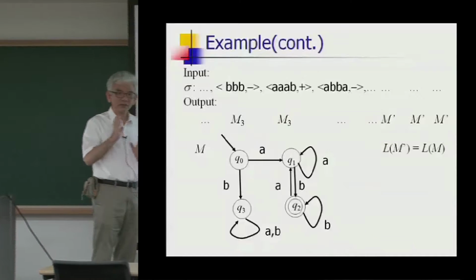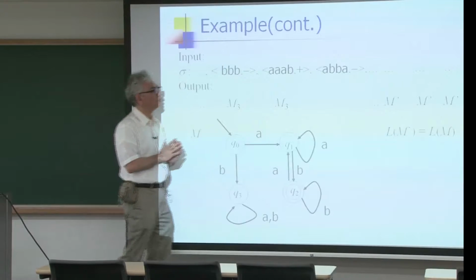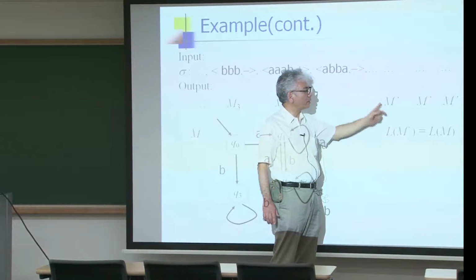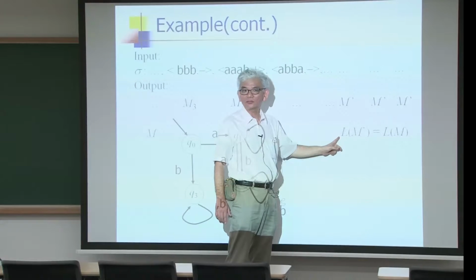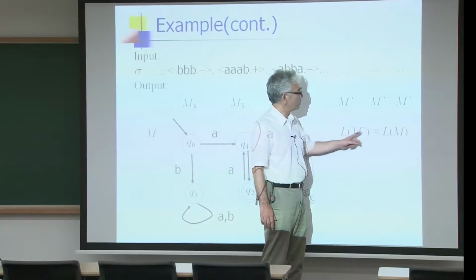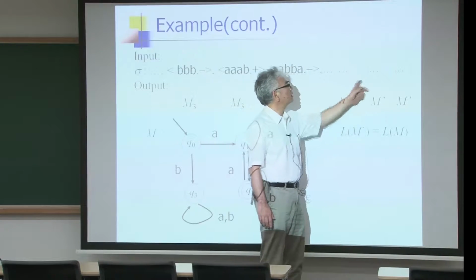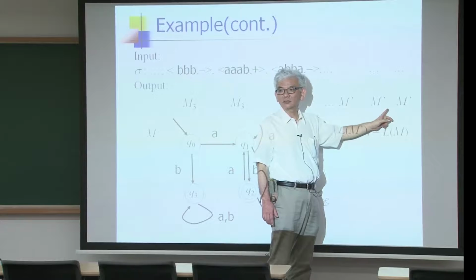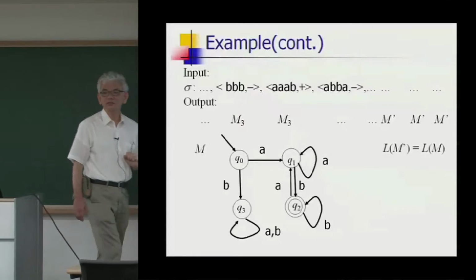And the identity in the limit, EX identified, requires that at some point the learning algorithm outputs a correct one. Correct means that the language of the output is equivalent to that of the unknown automaton. And the learning algorithm never changes the conjecture forever afterwards. This is the definition of EX identified.